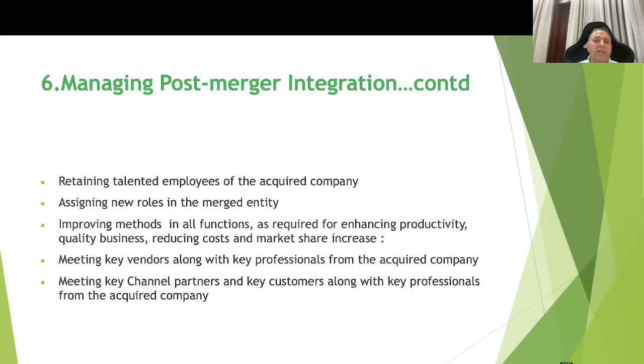related to productivity, quality, cost reduction, and market share increase, meeting the key vendors along with the key professionals from the acquired company, meeting key channel partners and key customers along with the key professionals from the acquired company.